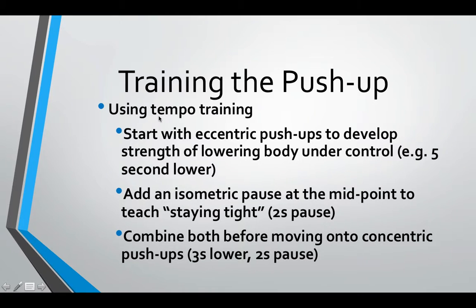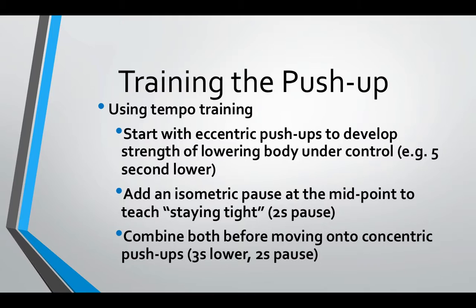Tempo training. Tempo is just controlling the rate of descent, in this case, or ascent. So eccentric push-up, we'll have them start in an up position, lowering themselves down at a cadence rate of 1 to 5 seconds. This is more taxing on the muscle, and it will really fatigue the person out.